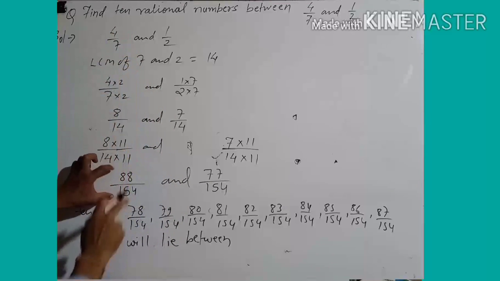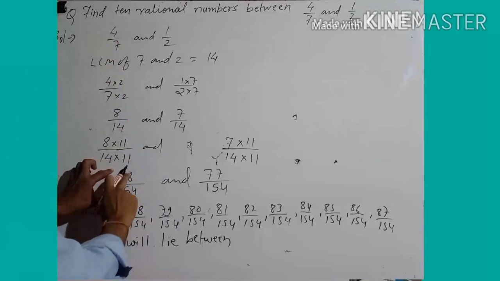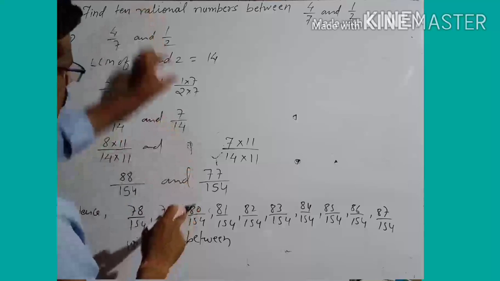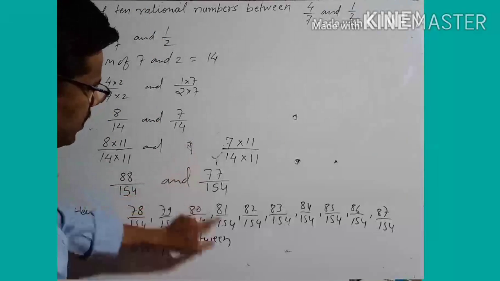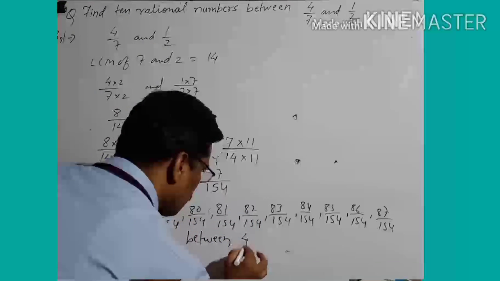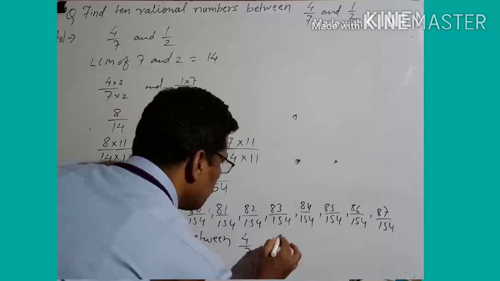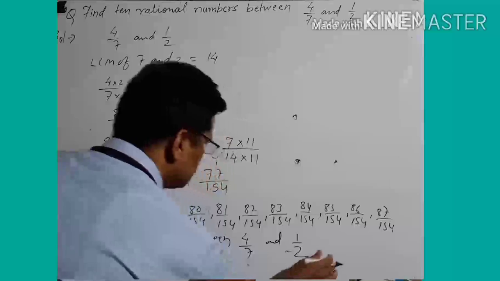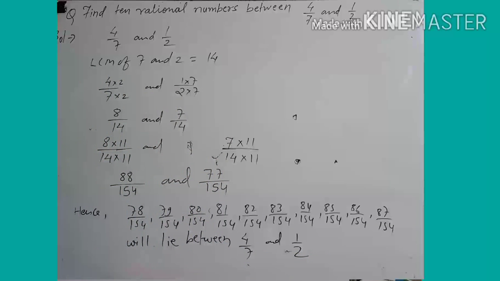These are the equivalent fractions. 4 upon 7 is 88 upon 154, 1 upon 2 is 77 upon 154. That's why we can write here 4 upon 7 and 1 upon 2. Is that clear? 4 upon 7 and 1 upon 2. This is our required answer. Got it?